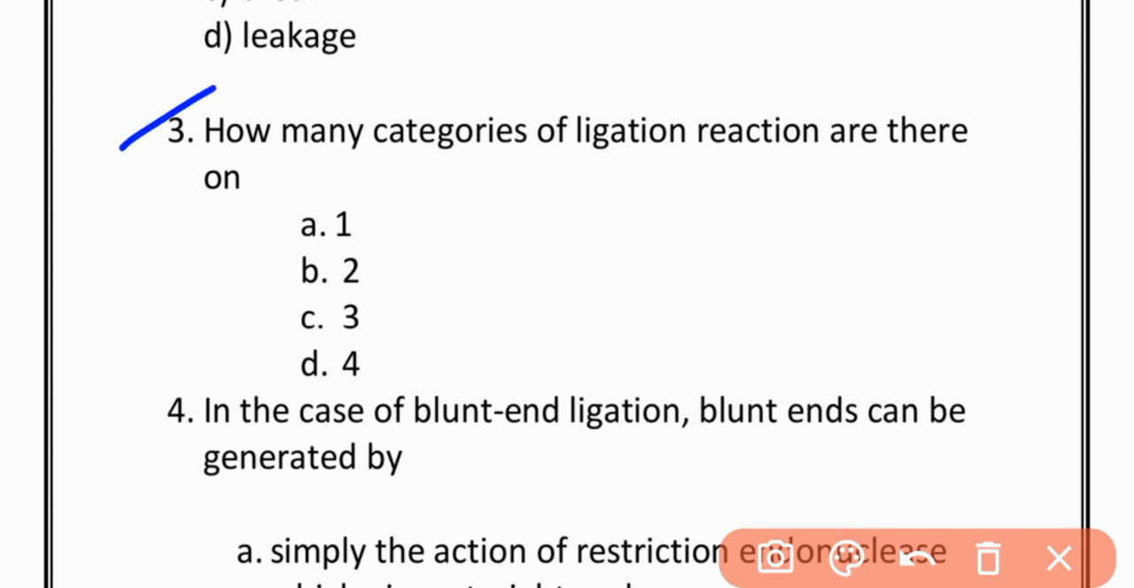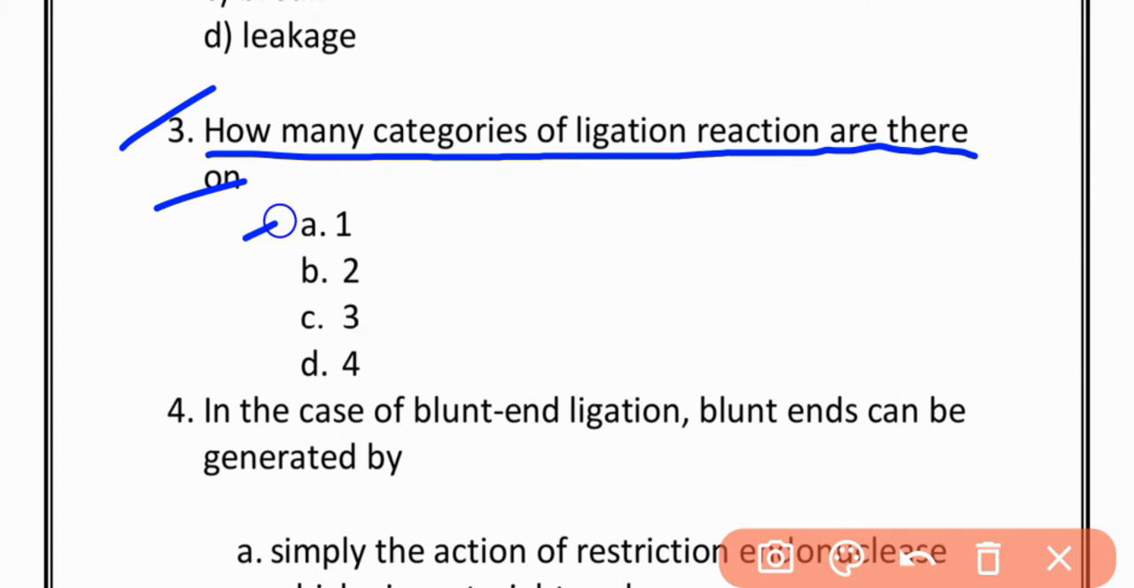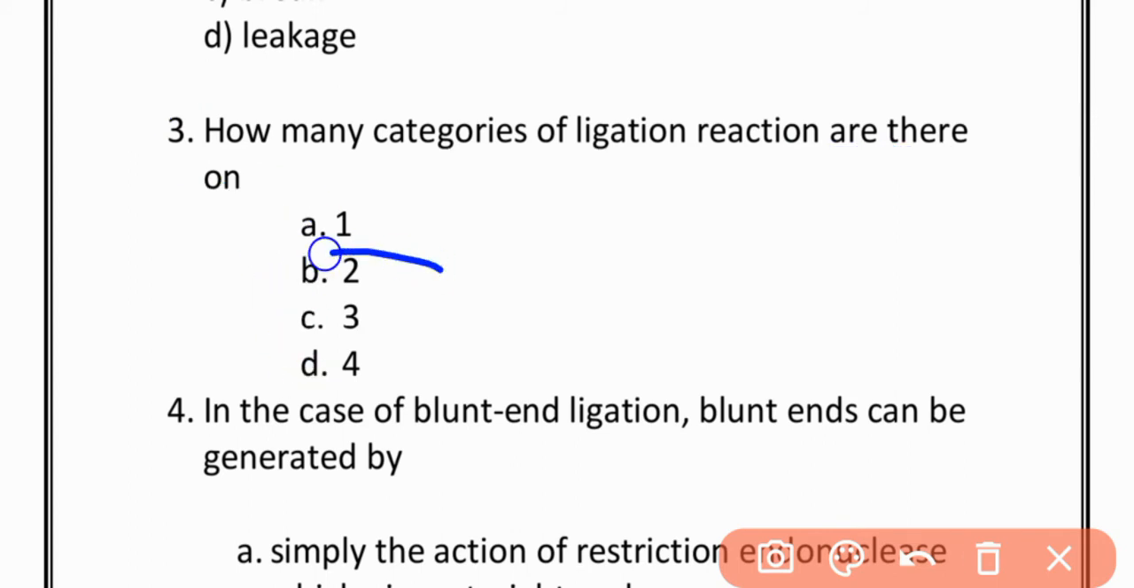MCQs number 3. How many categories of ligation reaction are there? 1, 2, 3, 4. The correct option is option B, 2.